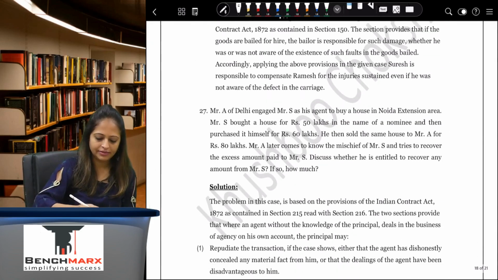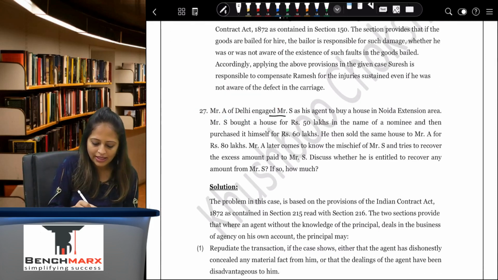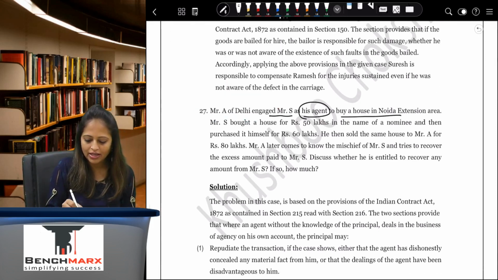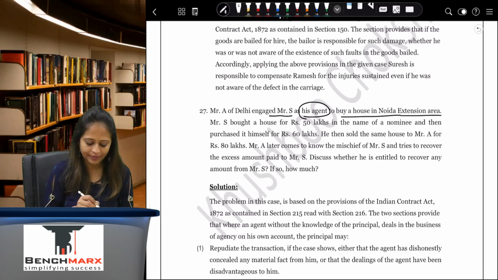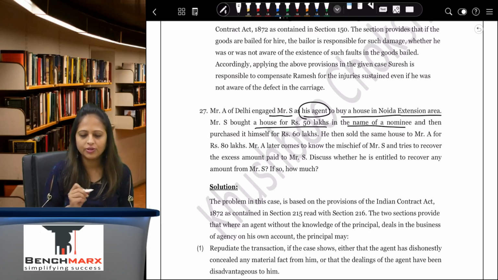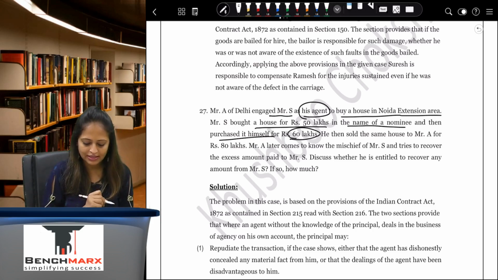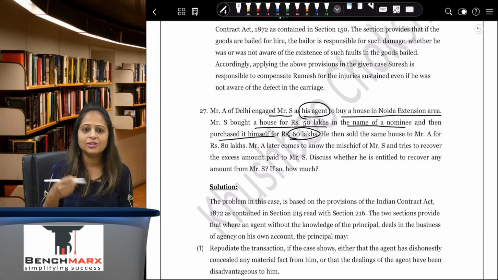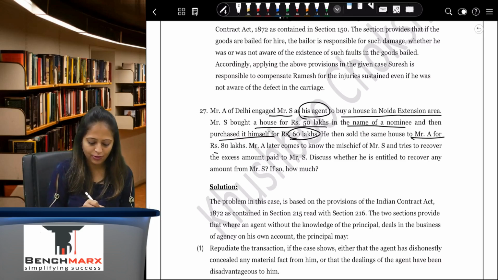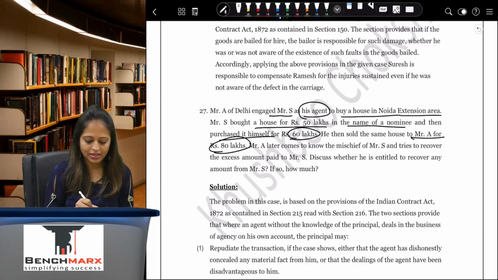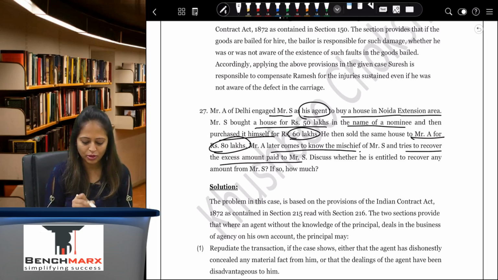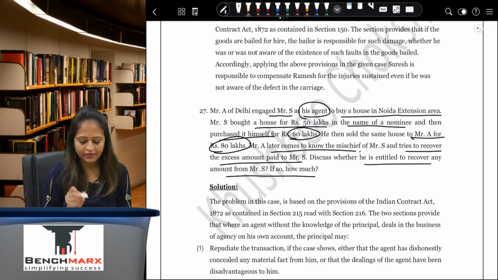Mr. A of Delhi engaged Mr. S as his agent to buy a house in Noida extension area. Mr. S bought a house for rupees 50 lakhs in the name of the nominee and then purchased it himself for rupees 60 lakhs. He then sold the same house to Mr. A for rupees 80 lakhs. Mr. A later came to know of the mischief and tries to recover the excess amount paid to Mr. S. Discuss whether he is entitled to receive anything from Mr. S.